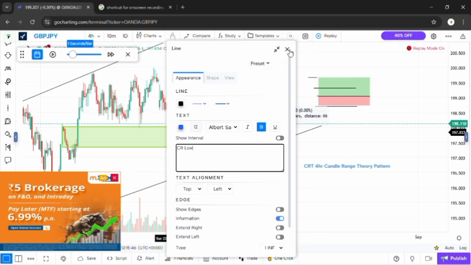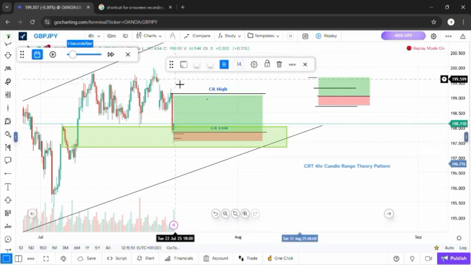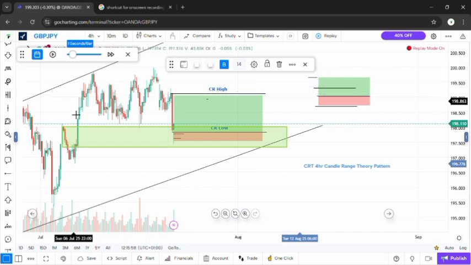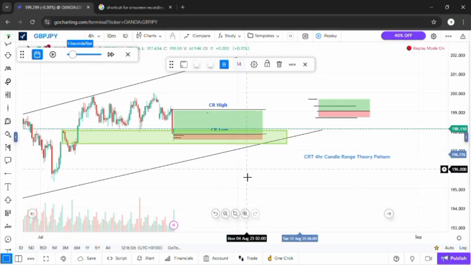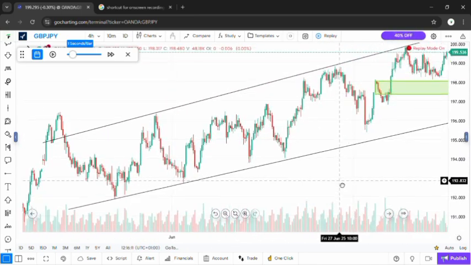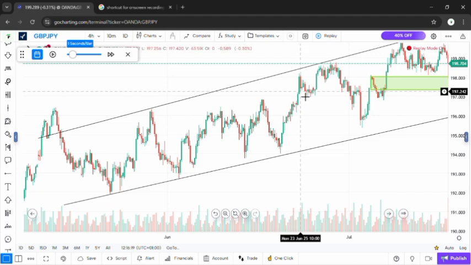Now, after marking it out, I have to first of all check the pattern. I have to check where is my CRT forming, what is the pattern. As you can see on the 4-hour time frame, it has been bullish, right? It has been bullish, breaking recent highs. You can see it has been breaking the highs. So it's been bullish.